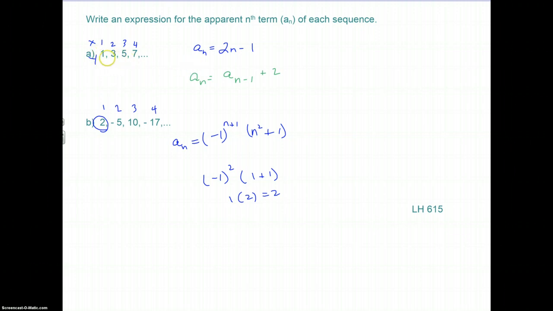Now, the problem is the first value you'd have to give. But once you have that first value, if you're looking at a sub 2, which would be this one, 3. Okay, a sub 2 is going to be equal to a sub 2 minus 1, that'll be a sub 1 plus 2. Well, a sub 1 is 1, so that'll be 1 plus 2 or 3. And that'll work for all of the terms in that sequence.